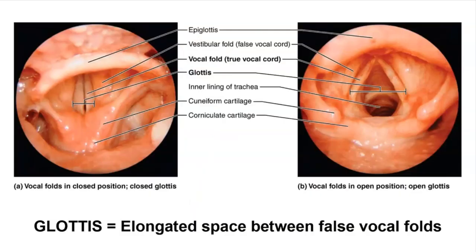So we see that the vestibular folds are closed in the image on the left during swallowing, which closes the glottis so that food does not enter the trachea. On the right-hand side, we see the vestibular folds in the open position, which allows air to move into and out of the trachea.